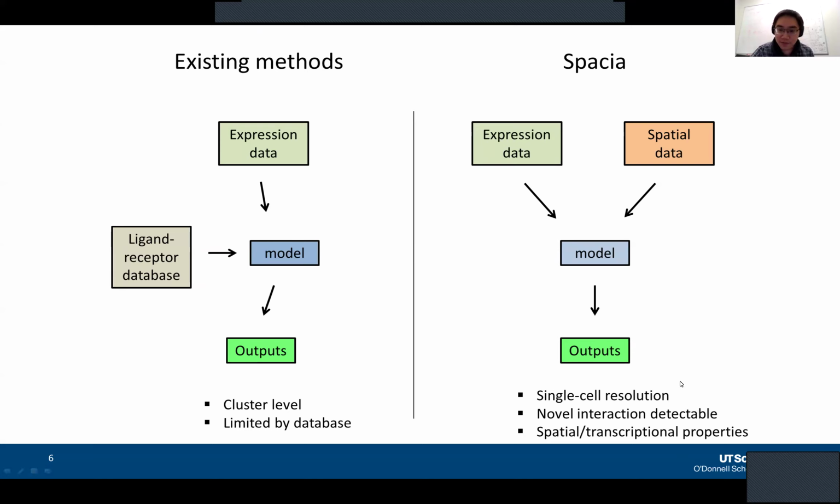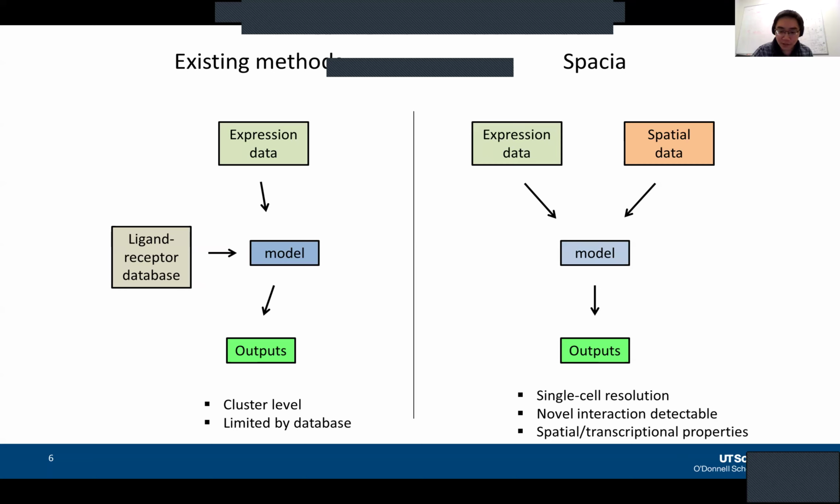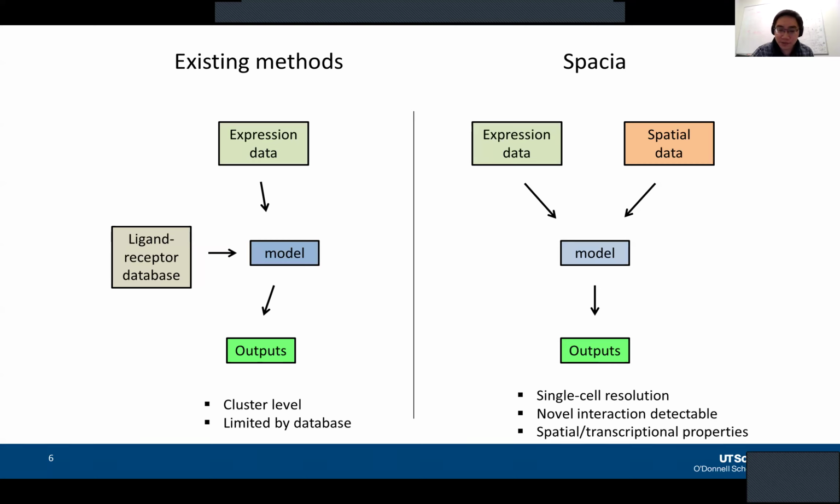And because of certain unique aspects of our model, we are able to estimate cell-to-cell interactions at a single cell resolution. Because we are not limited by any database, we can look at any genes we want to. So we are potentially able to discover new interactions that were not known in literature. And due to certain attributes of the model, we can go back and examine our fitted model to estimate the spatial and transcriptional properties of these interacting pathways.